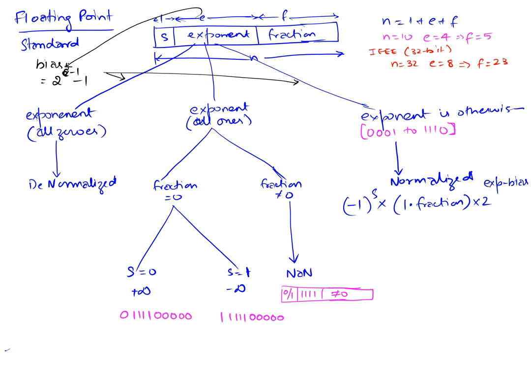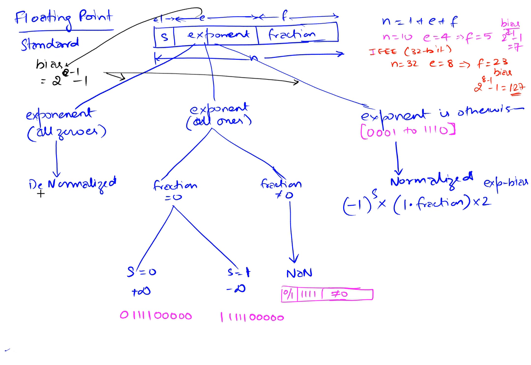So for the specific case of n equals 10, the bias is 2 to the e minus 1, in this case 2 to the 4 minus 1, minus 1, that is 2 to the 3 minus 1, which is equal to 7. In the case of the IEEE format, the bias is 2 to the 8 minus 1, minus 1, which is 2 to the 7 minus 1, which is 127.